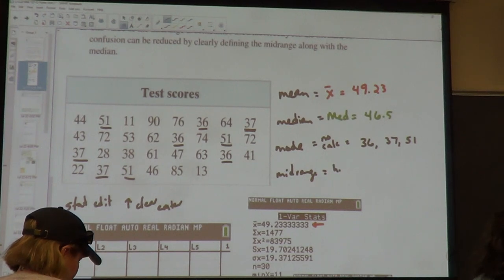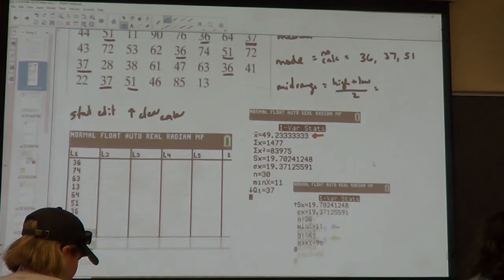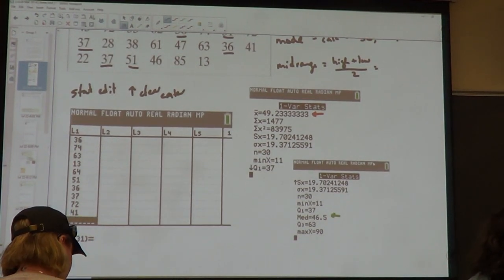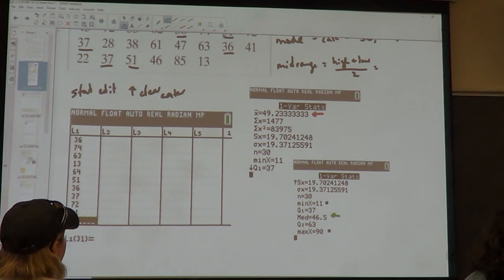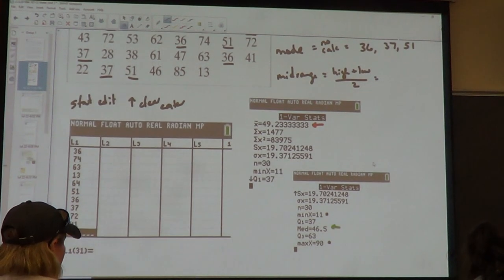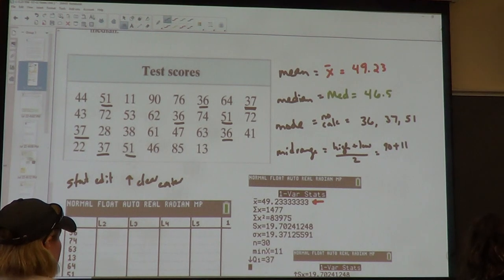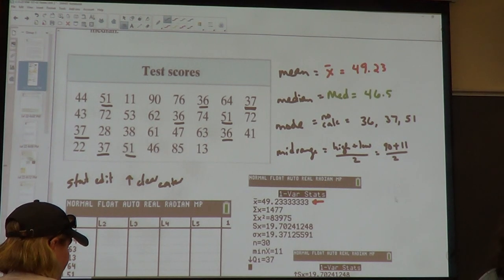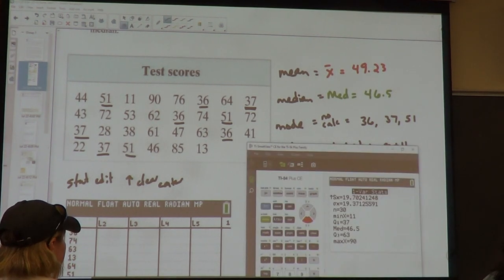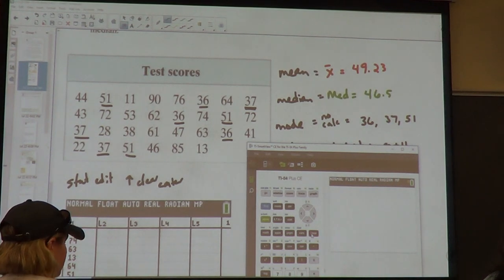Now, your mid-range is high plus low divided by 2. So if I come down, I can take my high and low from here. So there's my low, there's my high. My high is 90, my low is 11. So when I go to my calculator, it's going to be 90 plus 11 divided by 2.